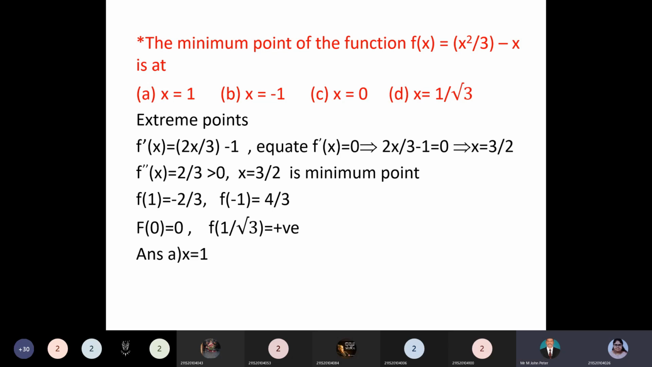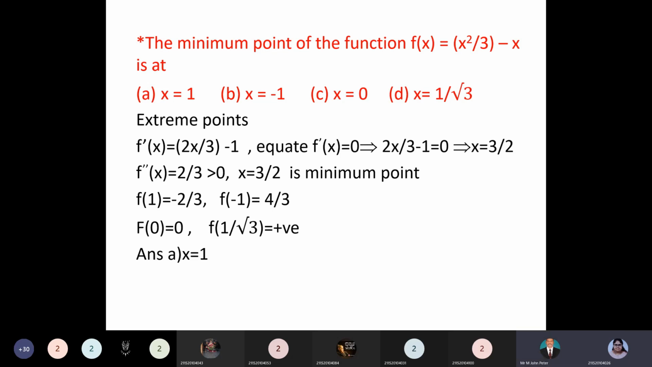For 2x/3, 2/3 is a constant; differentiating x gives 1. The −1, differentiated with respect to x, is 0. So you get the constant 2/3, which is a positive number greater than 0. As per the concept, the point x equal to 3/2 is a minimum point, since f'' is positive.